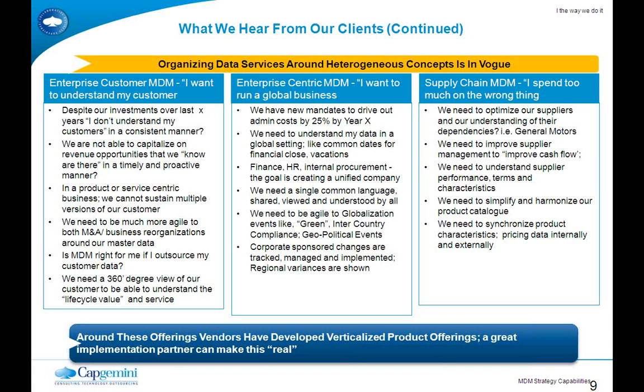And the third category for MDM is generally supply side or supply chain MDM, which is a way to put it, I spend too much on the wrong thing. We're not efficiently managing our supply chain. And so supply-centric MDM is typically focused on driving efficiencies there and saving costs. But beyond just the product, it's also understanding our suppliers as well.